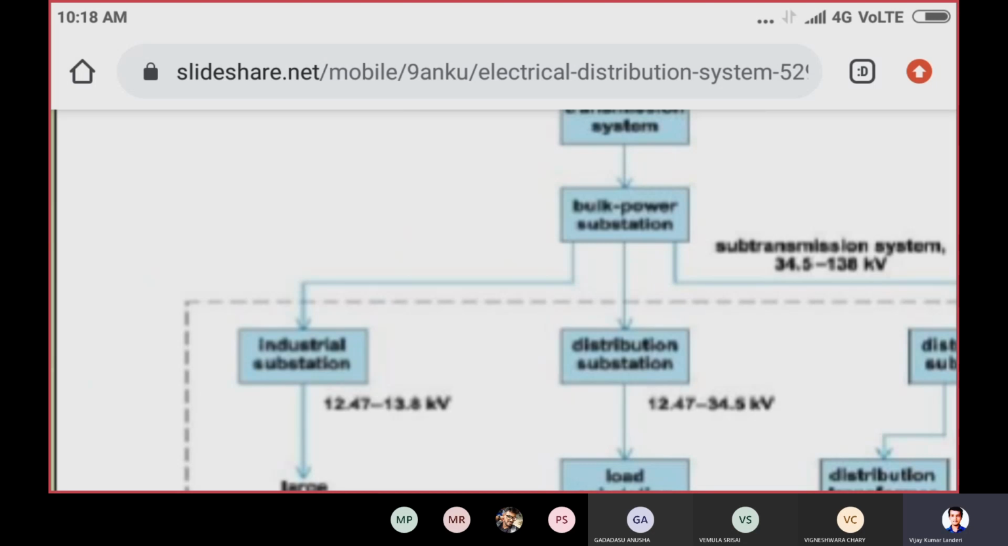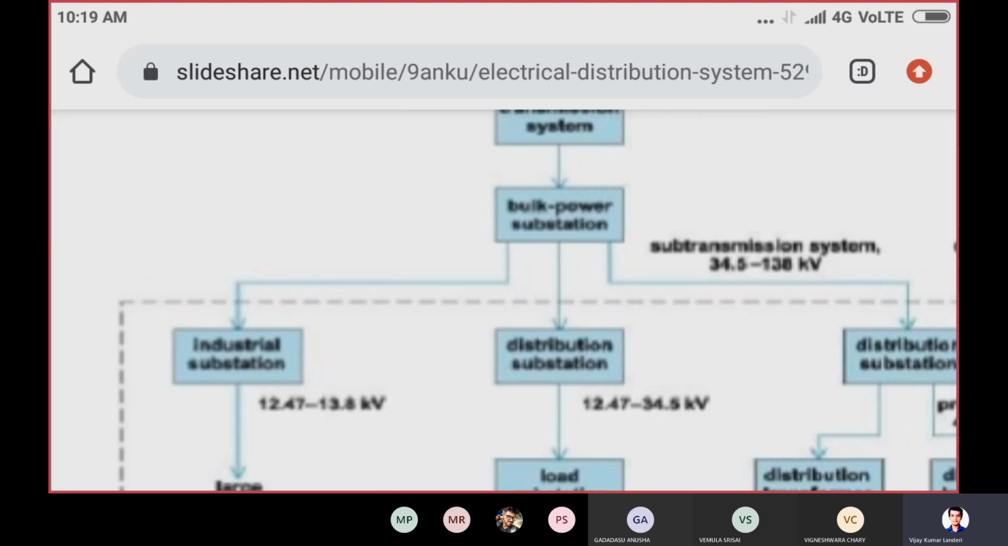So in the case of the industrial substation, the voltages coming out of the industrial substation will be in the range of 12.47 to 13.8 kV. Okay, so whatever voltages are coming out of the industrial substation are what? 12.47 to 13.8 kV. Similarly, from the distribution substation, the voltages coming out are what?